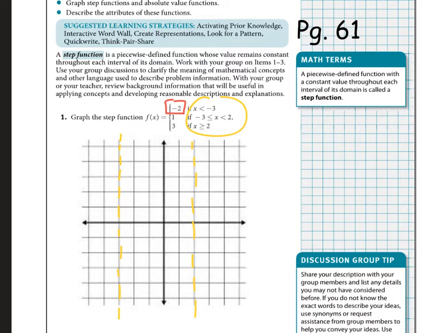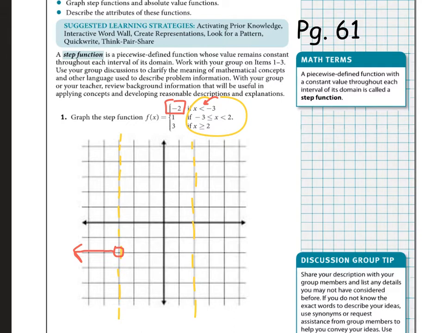So the y value is -2 if x is less than -3. So the y value is -2. I do need to do an open circle there and go that way. Okay, that's showing y values are -2 when the x's are less than -3. So there's one step or one piece.